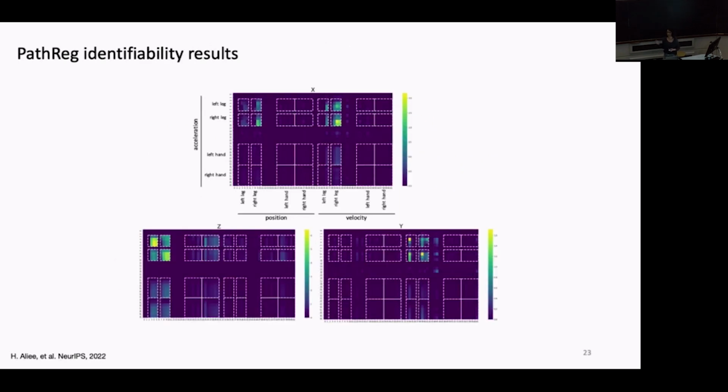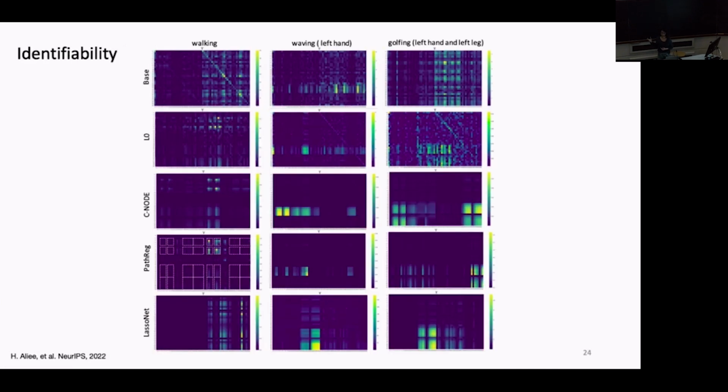But then looking into the adjacency metrics, it was very interesting for us that we could learn that the legs do depend on the legs, but they do not really depend on the hands. And this was very interesting for us to see. But if you look into the adjacency metric from other methods, you can, for example, see here that there are a lot of non-zero interactions, and this is why they are not very good in extrapolation.